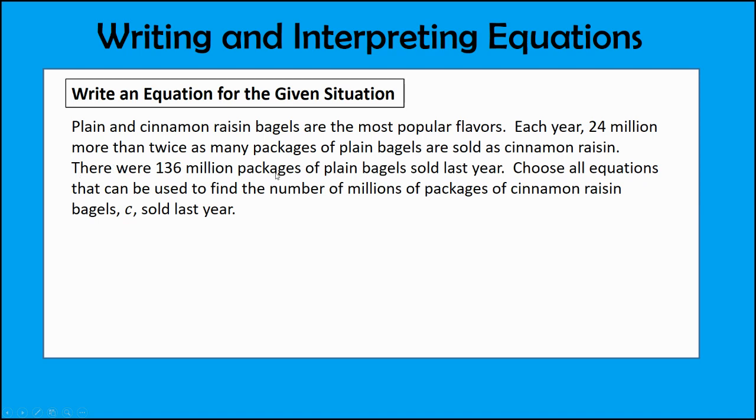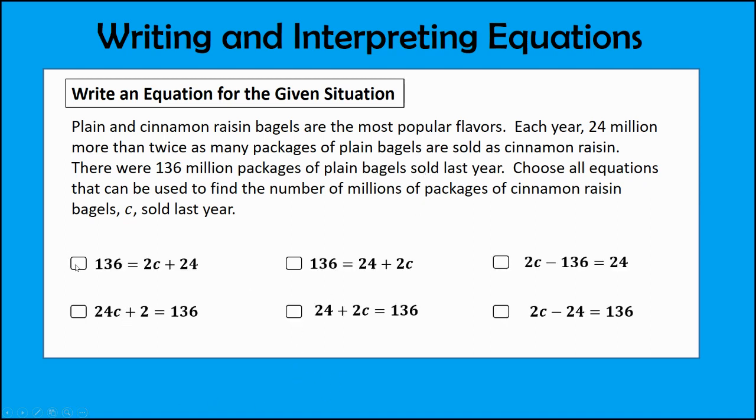There were 136 million packages of bagels sold last year. Choose all equations that can be used to find the number of millions of packages of cinnamon raisin bagels sold last year. Okay, they give us 6 choices. Let's go back and reread this. It tells us C is the number sold last year. Choose all equations that can be used to find the number of millions. So C is the number of cinnamon raisin bagels sold last year.